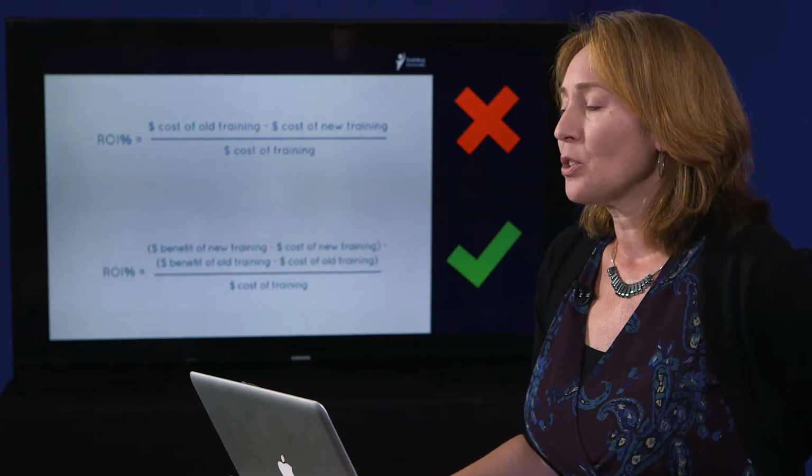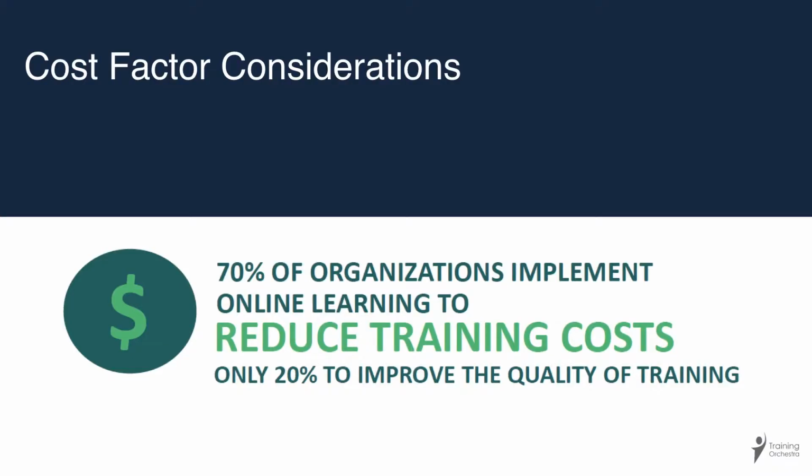And particularly if you're thinking about instructor-led training, right? In a lot of organizations, instructor-led training is 50% of the budget. It's typically very expensive to run. So if you can be looking to optimize using some of your learning technologies, that feeds into that ROI equation. And when we think about cost factors, often that first equation that I showed you is the only one that organizations look to when managing classroom training costs. Only 70% of organizations implement online learning to reduce training costs specifically. Only 20% are trying to actually improve the training.